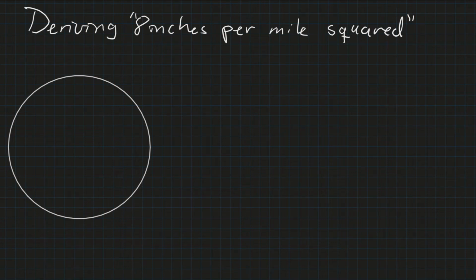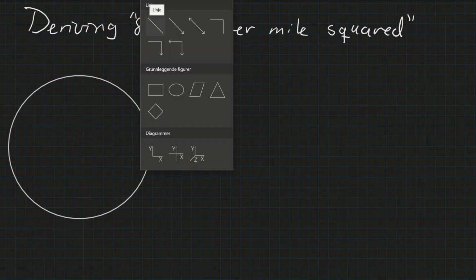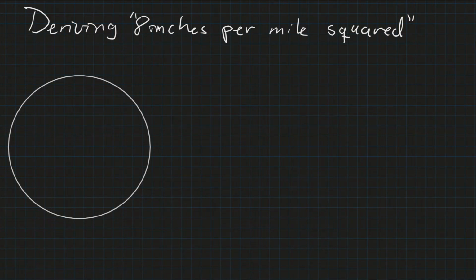Hey guys, in this video I'm going to go through how you can derive the 8 inches per mile squared formula. If you didn't know, the 8 inches per mile squared formula tells you how quickly the Earth's surface drops away from a horizontal line.